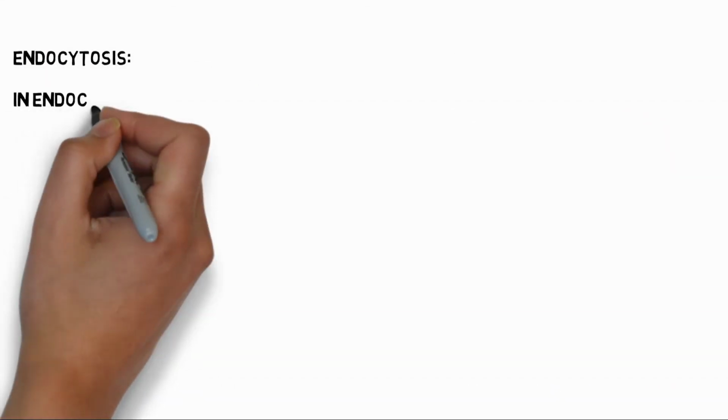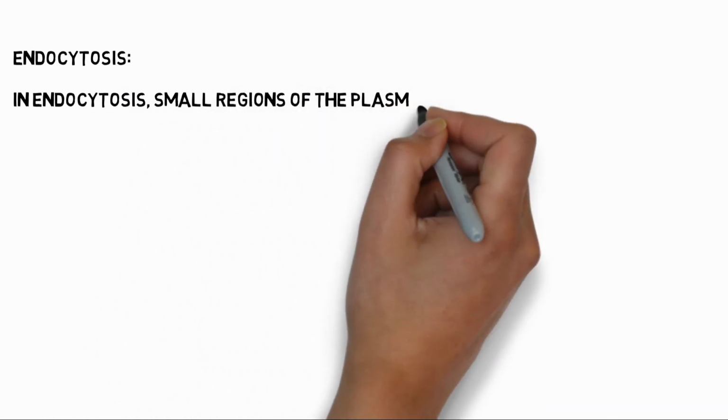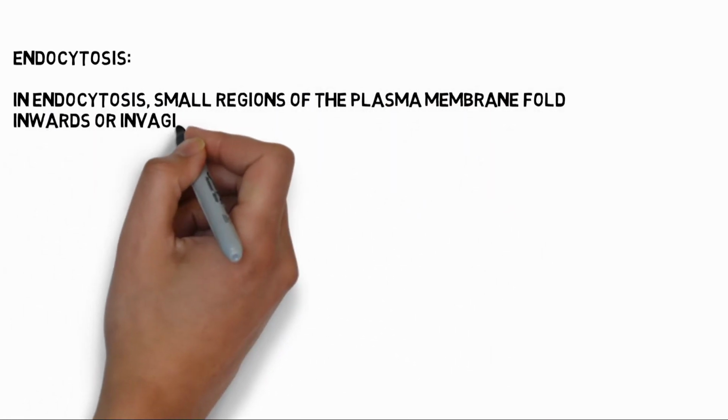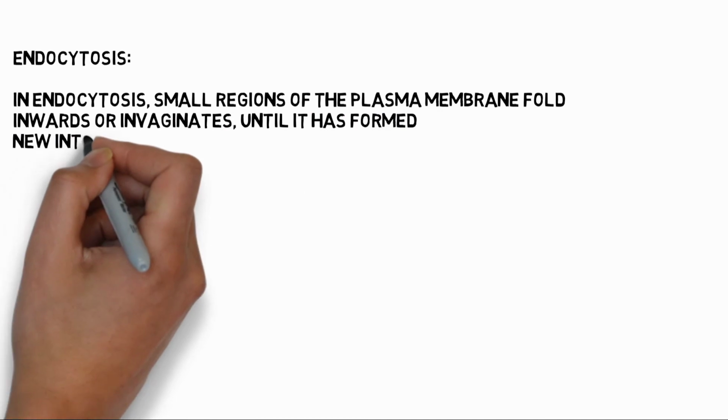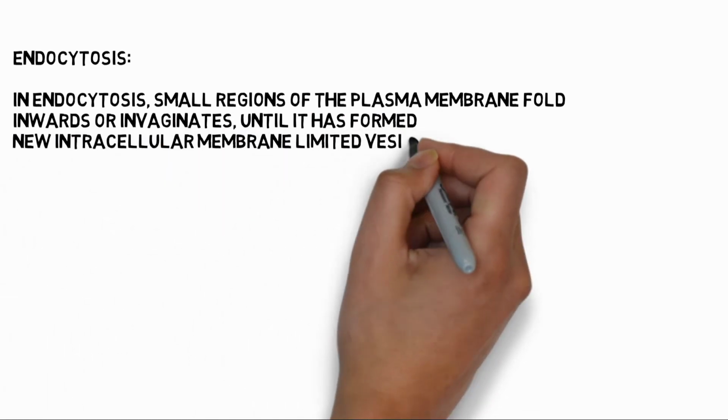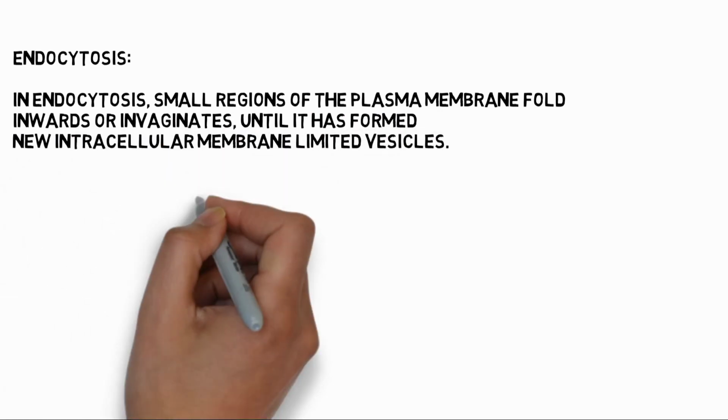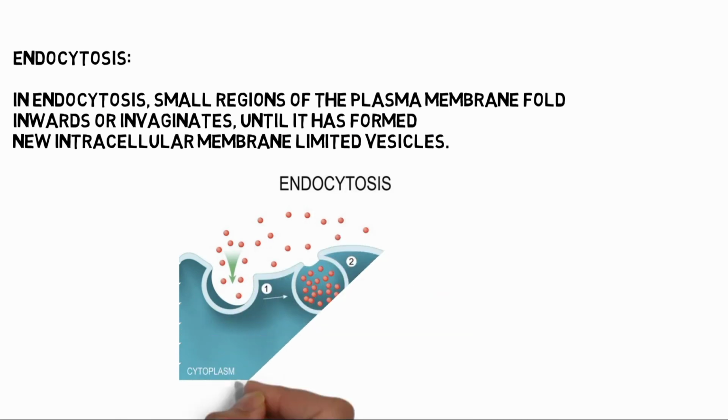The next one is endocytosis. In endocytosis, plasma membrane simply invaginates itself and forms vesicles. These vesicles are then taken inside the cell.